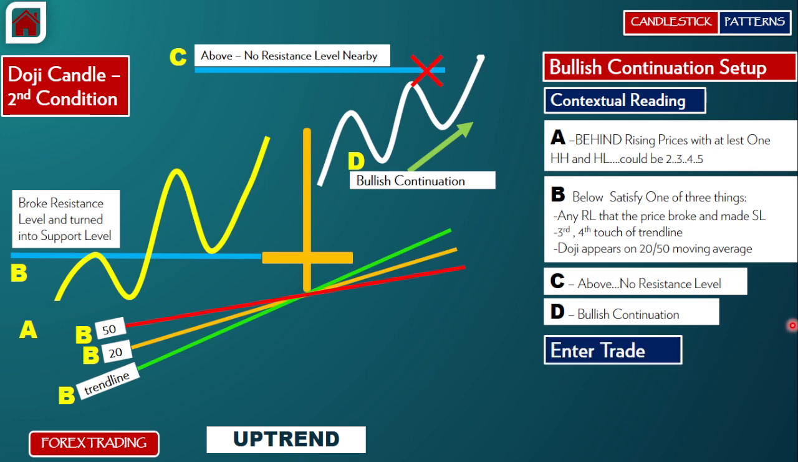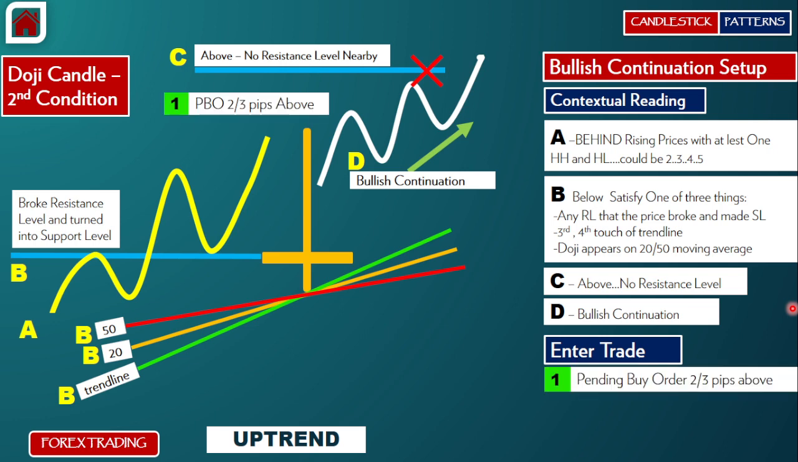And now how do we enter the trade? So now we have done our contextual reading. So how we enter the trade, let's look at these steps. Number one, we will take our pending buy order 2 or 3 pips above this candlestick signal. So PBO is pending buy order, 2 or 3 pips above this candlestick signal or doji signal.